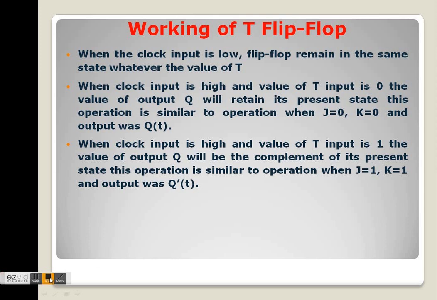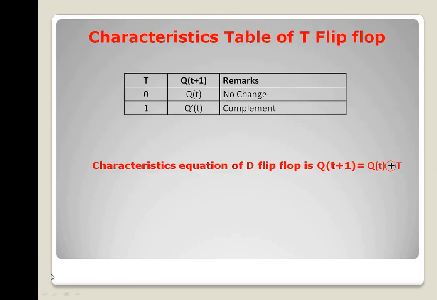Okay, students. Now students, the next case is when the clock input is high and the value of input T is 1. In this case, the output Q will be the complement of its present state, and now this operation is also similar to the operation when the value of J was 1 and the value of K was 1 and the output was Q dash t, or the Q complement.